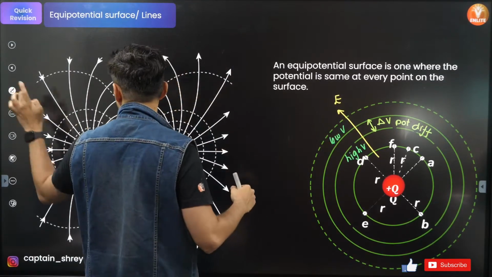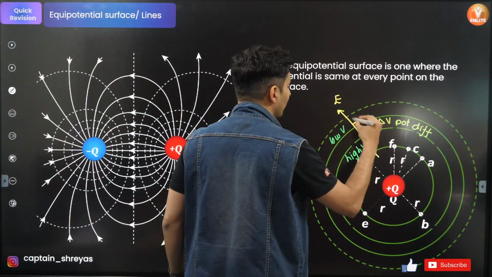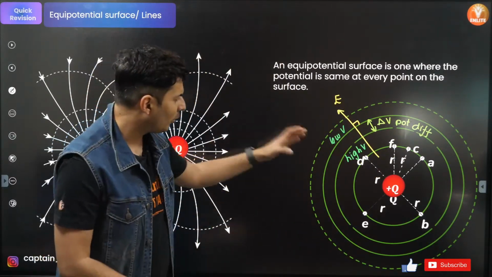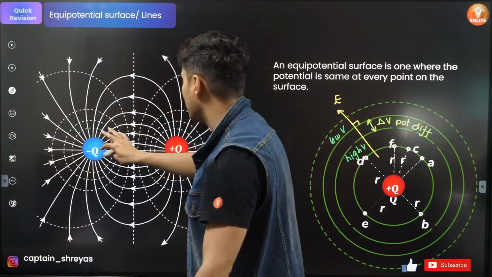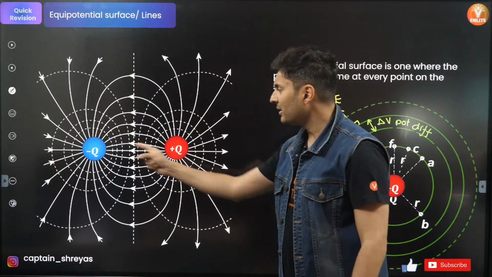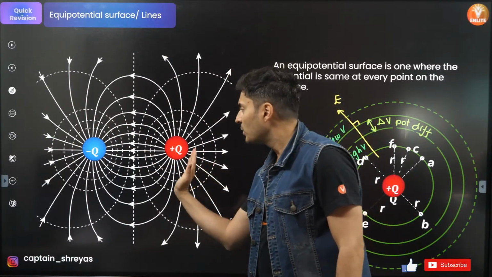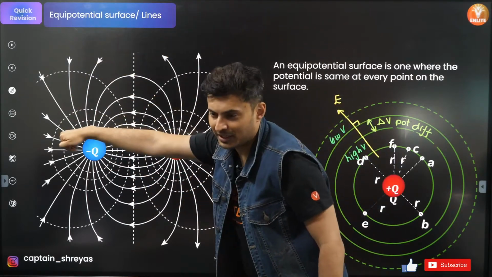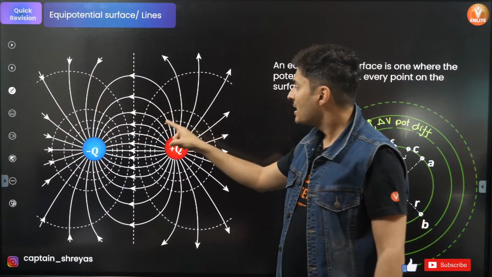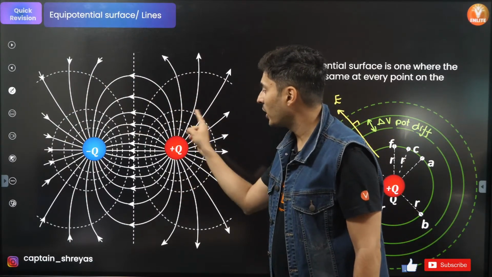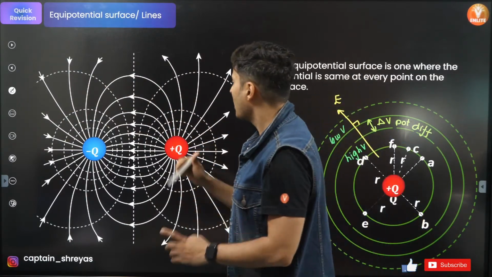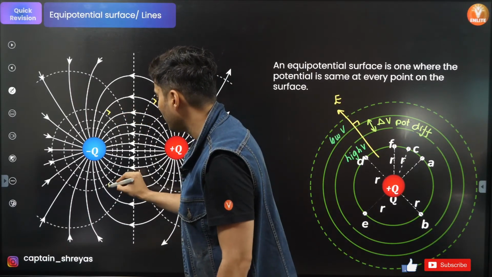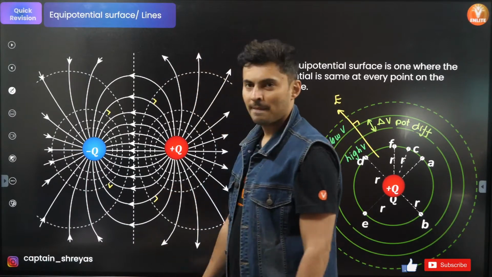Not just that, you will also see that the electric field is always going to be perpendicular to the equipotential line. And this is not just true for a point charge. Any system of charges, like take this example. There's a positive and negative charge. Electric field comes from positive, goes to negative, every time. You will see these dotted lines are basically equipotential lines. Notice how at every point the electric field line is perpendicular to the equipotential line.